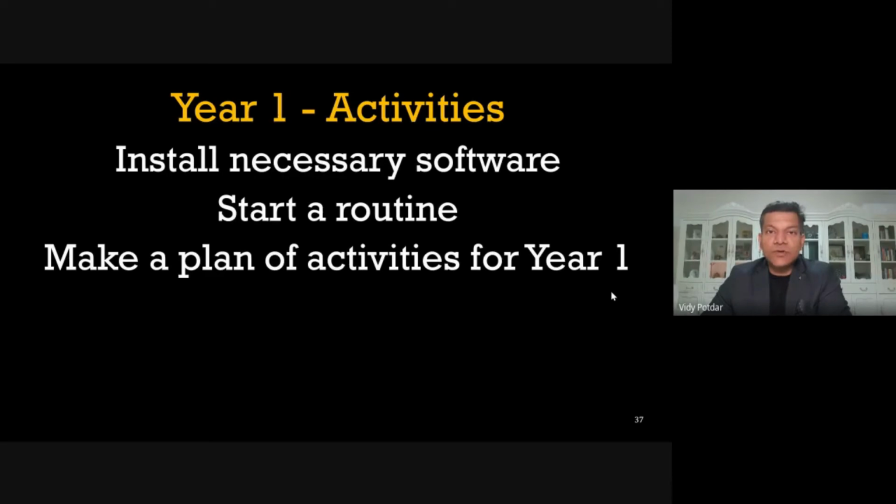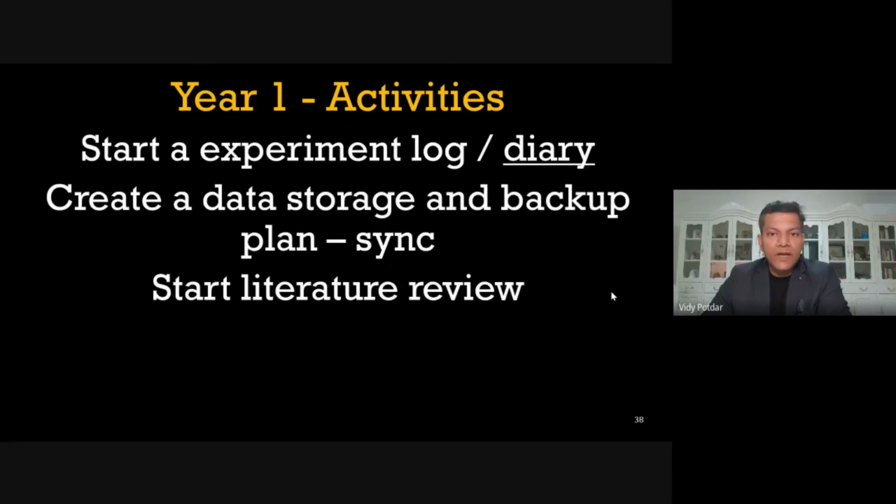Install necessary software. I already gave you a list of software that you should try out. Start a routine. Make a plan of activities for year 1, what all things you want to achieve. Remember the 4 to 6 targets that I suggested in year 1. Start an experiment log or a diary. Create a data storage and a backup plan. Remember, always store your data on a network drive because it is backed up. Never store anything on a thumb drive or an external hard drive. Start your literature review.